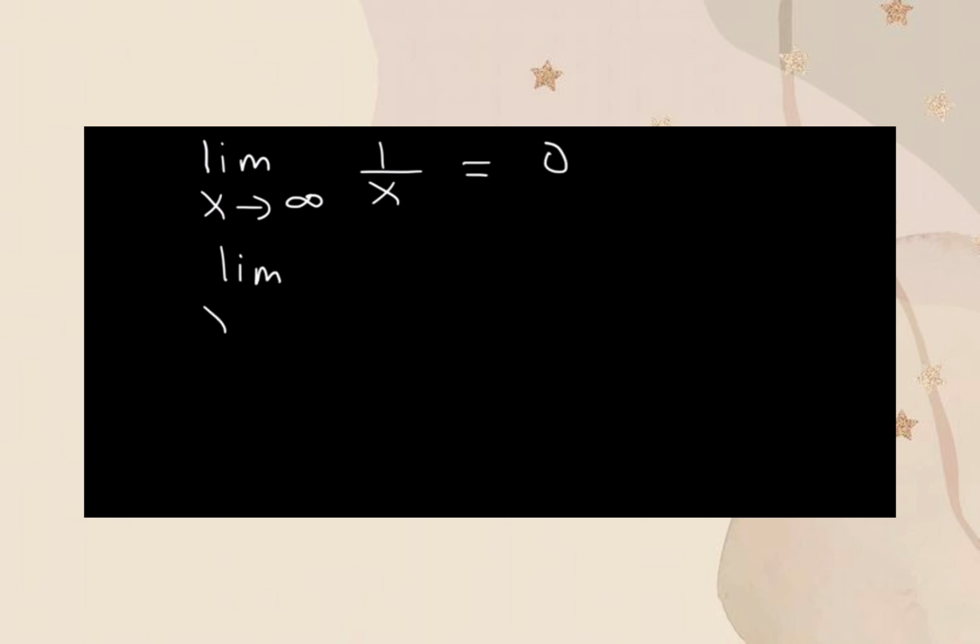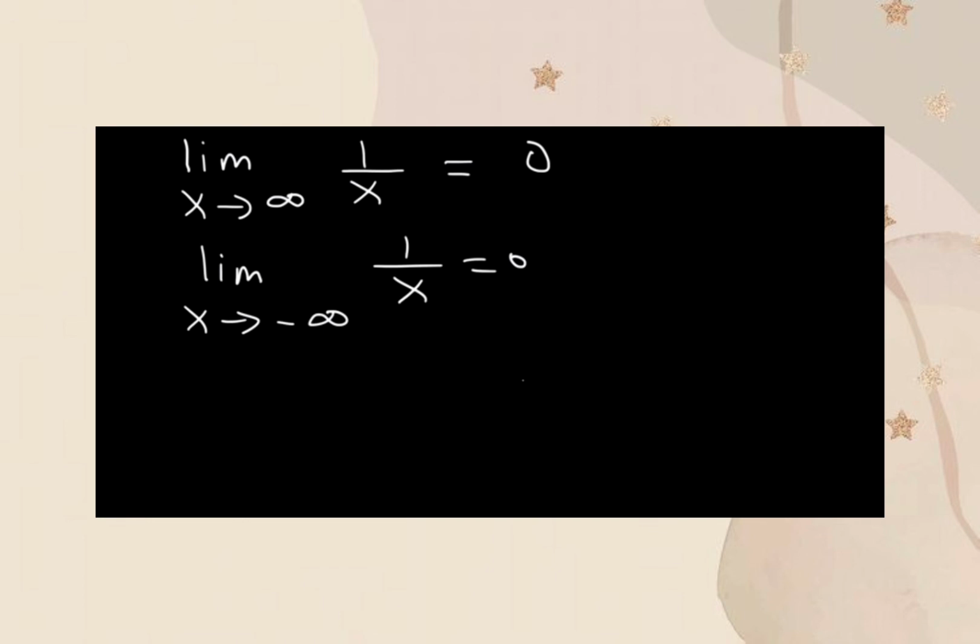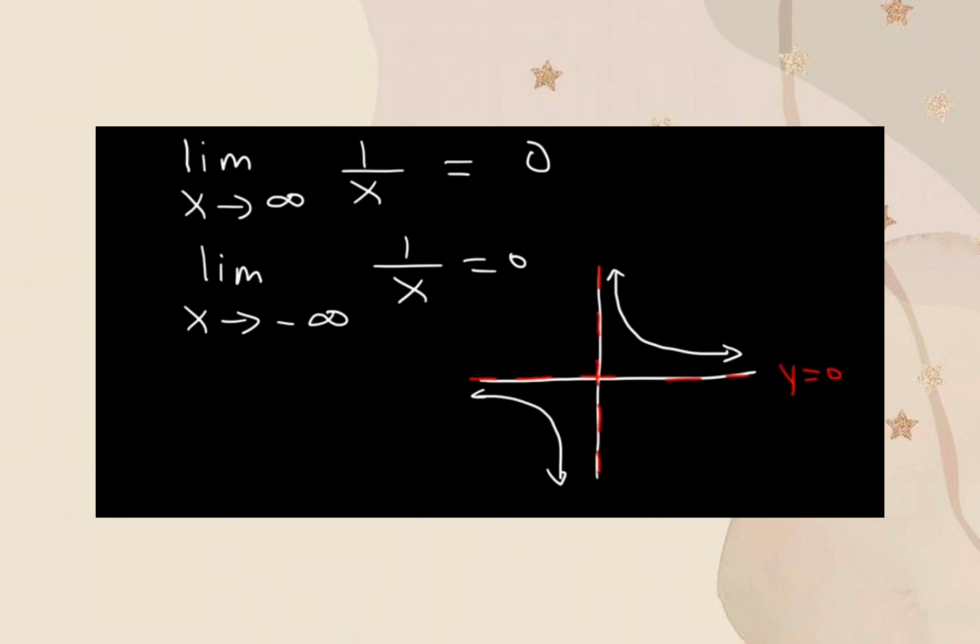Now, what about the limit as x approaches negative infinity of 1 over x? Basically, it will become 0. Let's graph this function. The graph of 1 over x looks like this. It has a vertical asymptote at x equals 0 and a horizontal asymptote at y equals 0.